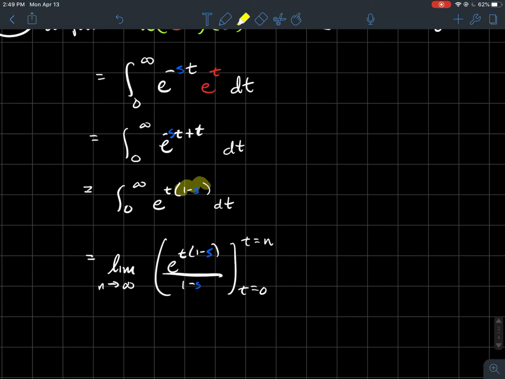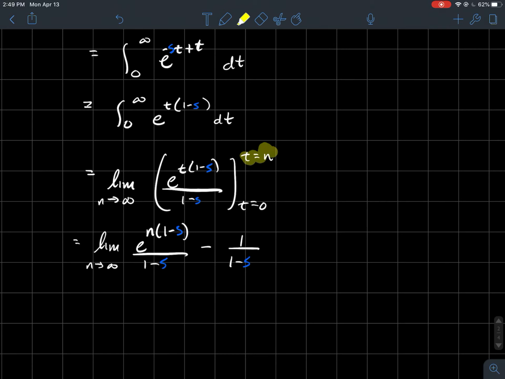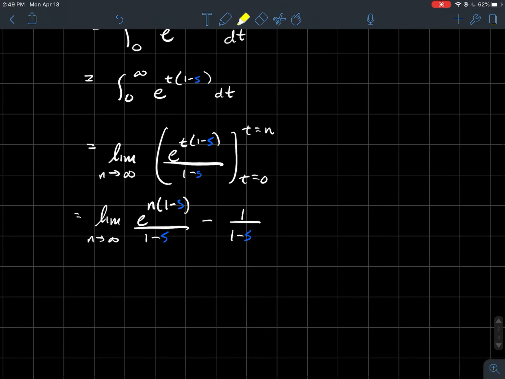So remember, just 1 minus s just comes down underneath, the reciprocal. That comes down is another way to say that. So I've got my antiderivative for this, and now I'm going to evaluate it with this limit. So I'll plug in the top endpoint. So n is t, so change this t to this n right here. And then take that limit, and then when you plug in t equals 0, you just get 1 in the top, and you still have 1 minus s in the bottom. So that's me finishing the fundamental theorem of calculus.